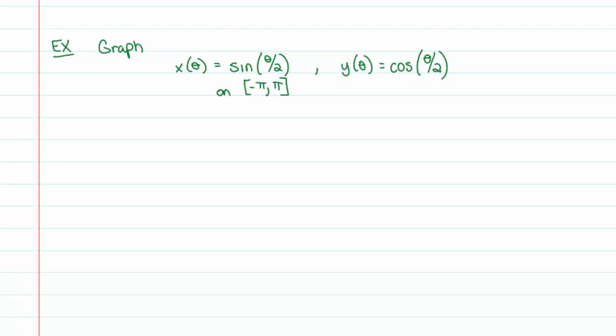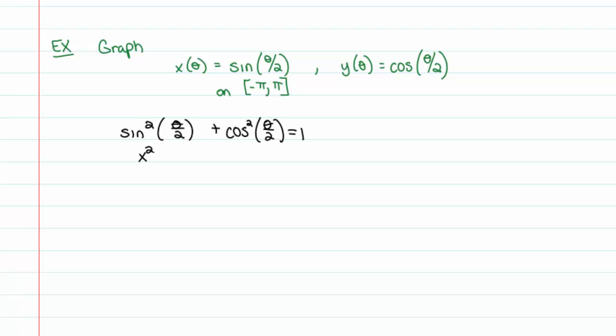Okay, so here's another trigonometric relation. It's a parametric curve. X is equal to sine of theta over 2. Y is equal to cosine of theta over 2. They're telling us to do this just from negative pi to positive pi. Now, if I were to eliminate the parameter here, that's actually not too terrible to do because sine and cosine are related to each other by the Pythagorean identity. Sine squared of theta over 2 plus cosine squared of theta over 2 is equal to 1.